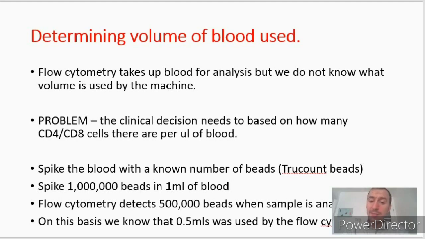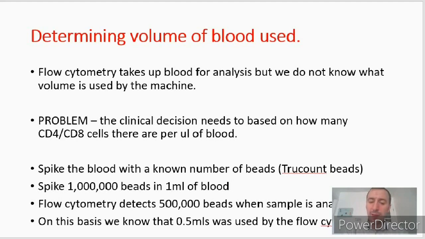We're able to quantify the volume of blood used by the machine by spiking the blood with a known number of true count beads. These true count beads have fluorescent properties that enable the flow cytometer to detect them. So, for instance, if we spike 1 ml of blood with 1 million beads, the patient blood now contains 1 million beads. If the flow cytometer detects 500,000 beads when the sample is analysed, then we can establish what volume was used by the flow cytometer.